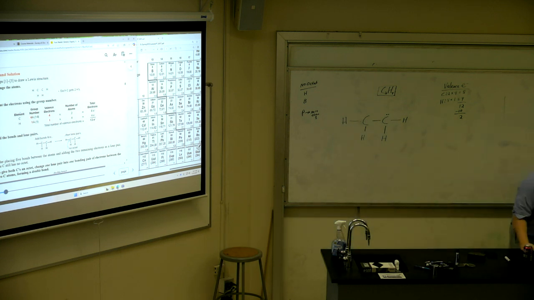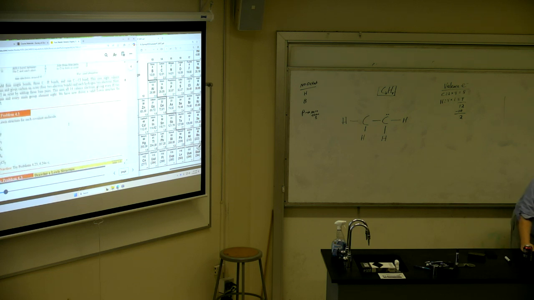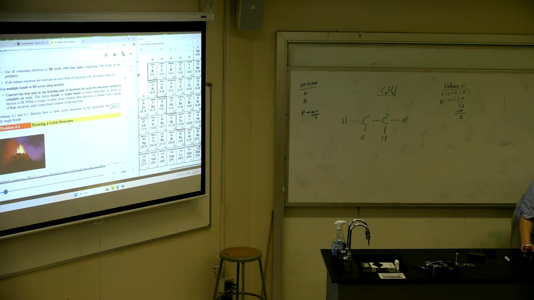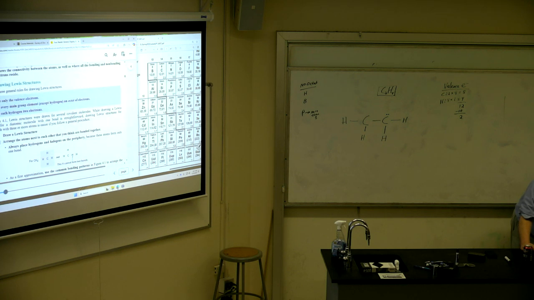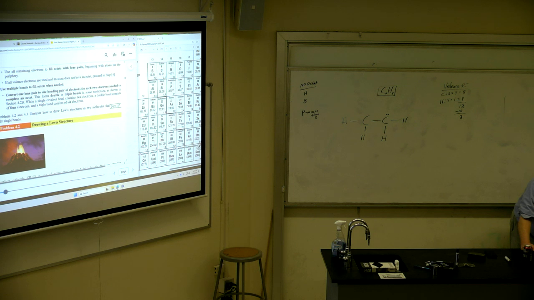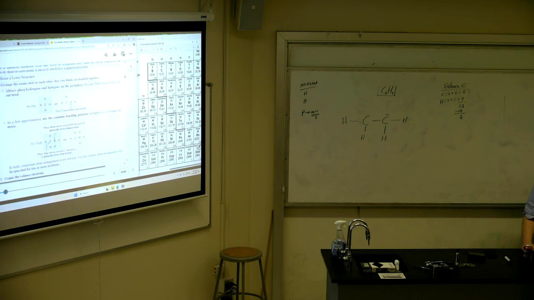Let me see what that rule actually says. Okay. This says 1, 2, 3. There's actually a 4th step. This one, use multiple bonds to fill octets when needed. So that's a restatement of the rules with more details, but they've added the 4th rule.